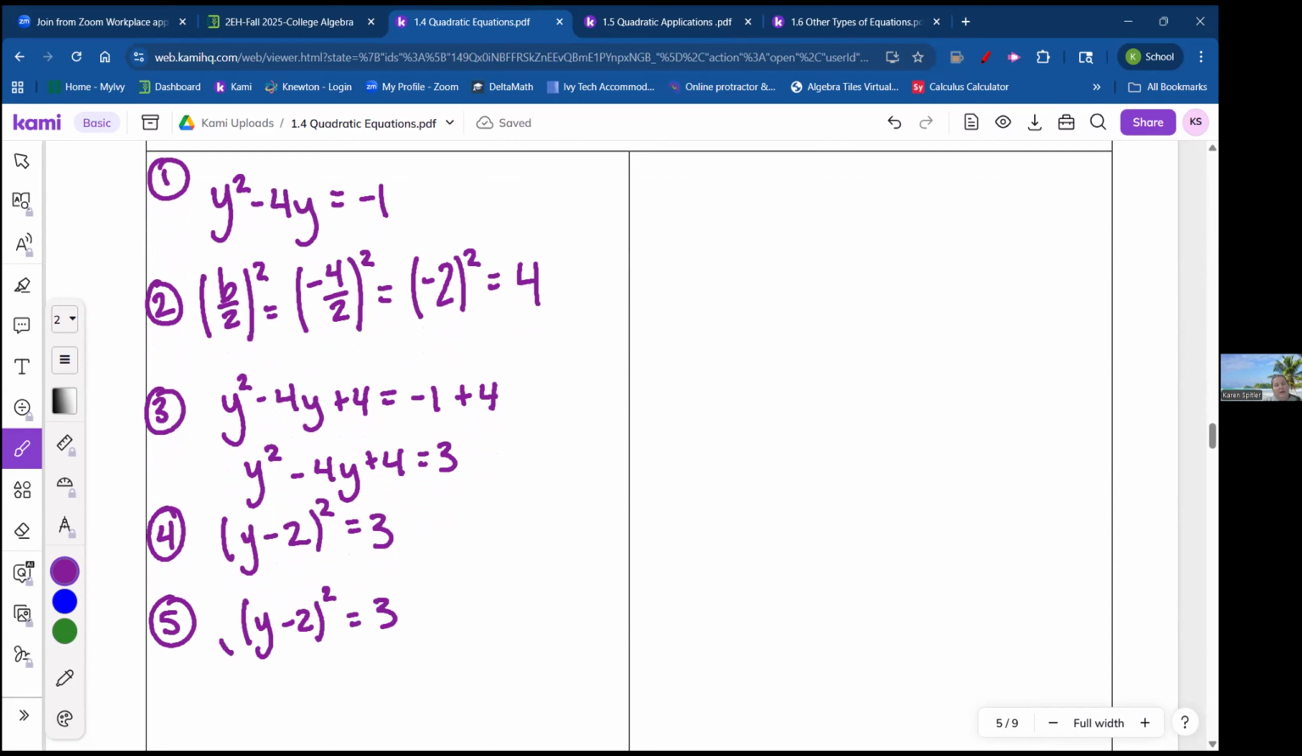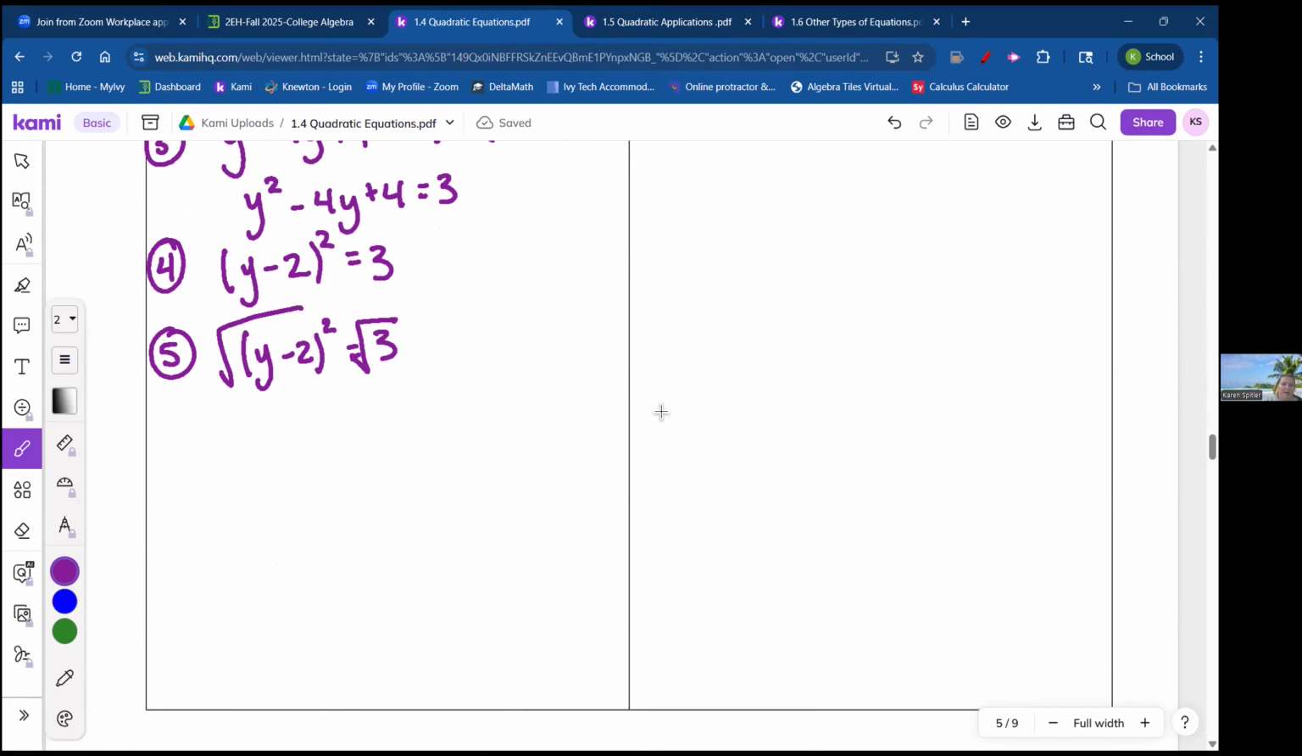And this one does not come out to be nice, lovely numbers like problem number 1 did. Take the square root, you get y minus 2 is equal to plus or minus the square root of 3. Then you're going to add 2. And in this case, when you have an irrational answer, you can just leave it together. You don't have to separate it.